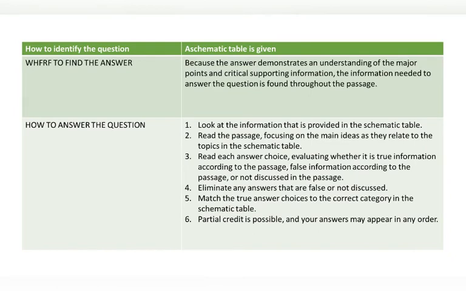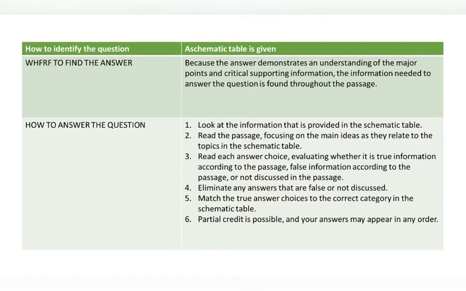This table outlines the key information that you should remember about the schedule table. First, how to identify the question. A schedule table is given, so you must read it first. Second, where to find the answer. The answer demonstrates an understanding of the major points and critical supporting information, which is found throughout the passage. And third, how to answer the question.